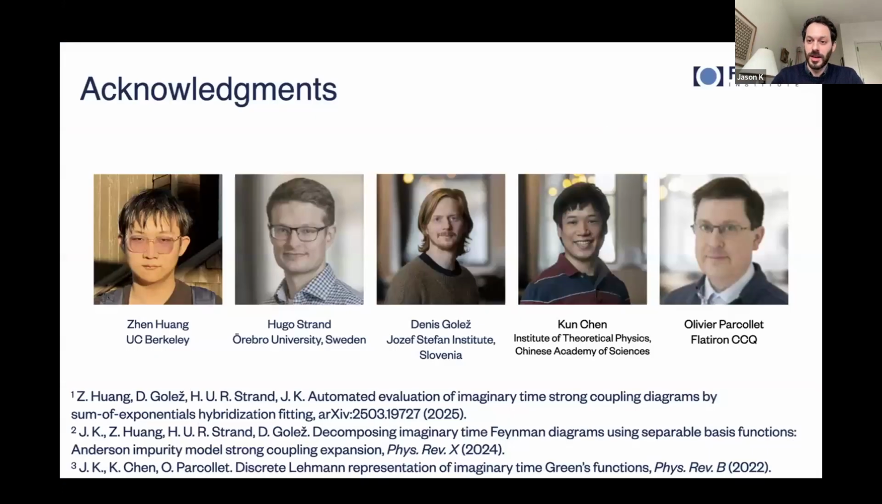So this was joint work with a few different people. The first part, on compact representations of imaginary time functions, was with Kun Chen and Olivier Parcollet. And then the second part, on diagrammatics, was with Zhen Huang, who's a PhD student at UC Berkeley, graduating soon, as well as Hugo Strand and Dennis Golesh.